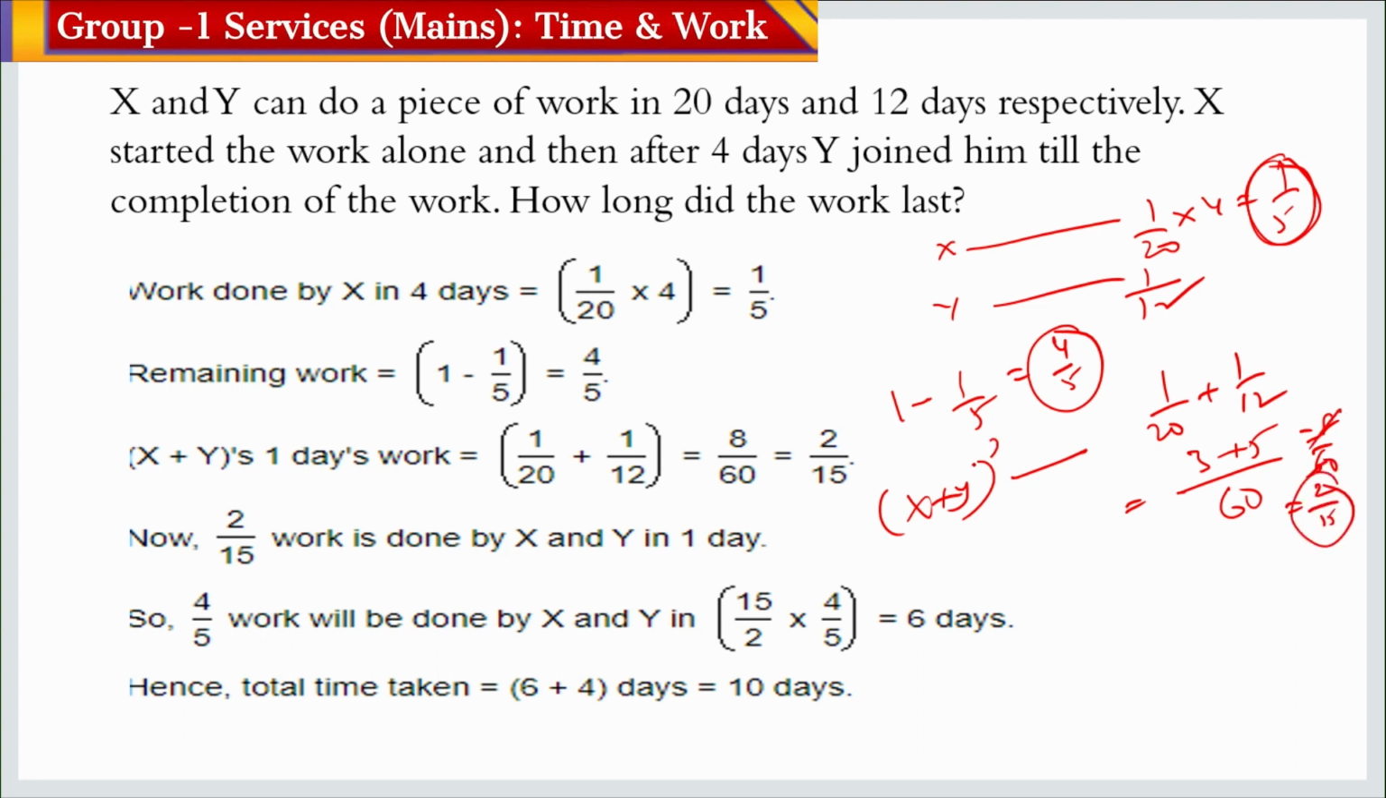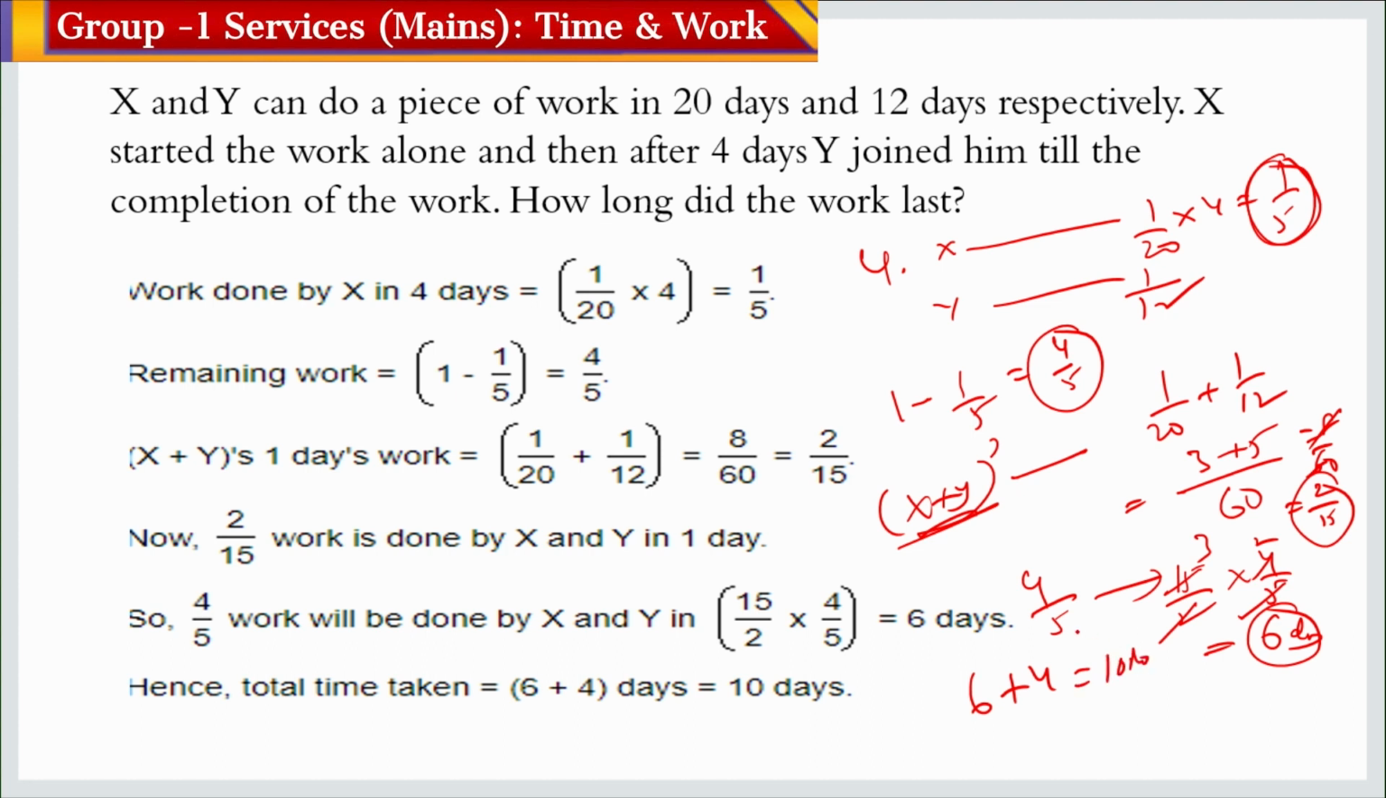X plus Y's 1 day's work is 2 by 15, correct. To do the work of 4 by 5, by X plus Y, it is 15 by 2 into 4 by 5. 5 ones are 5, 5 threes are 15, 2 ones are 2, 2 twos are 4, means 3 twos are 6. So, 6 days. So, the remaining work can be done by X plus Y in 6 days. So, X initially worked 4 days. So, 6 plus 4 is 10 days, clear. In this manner you can calculate the value.